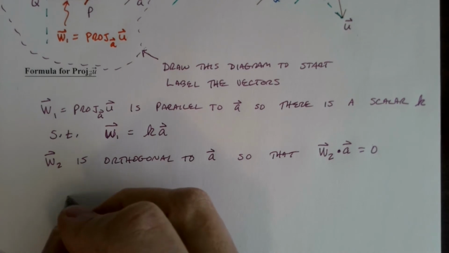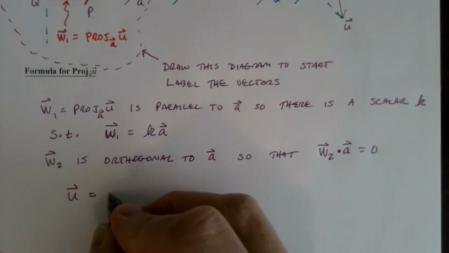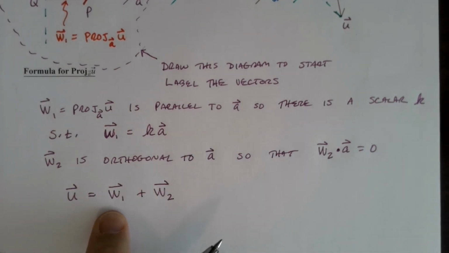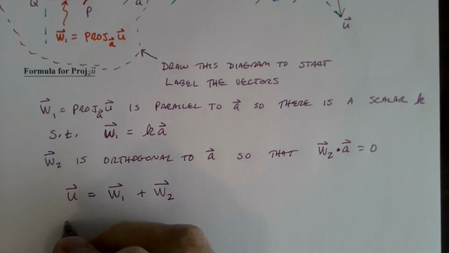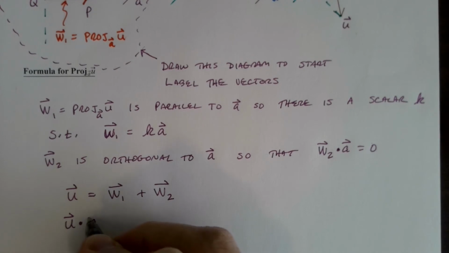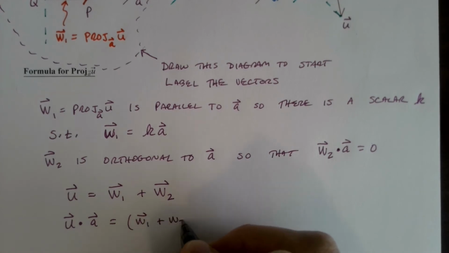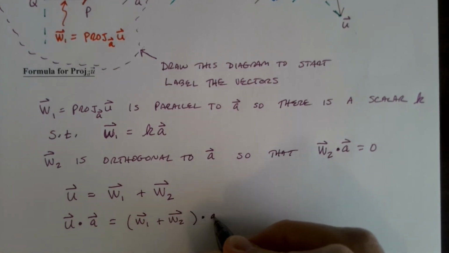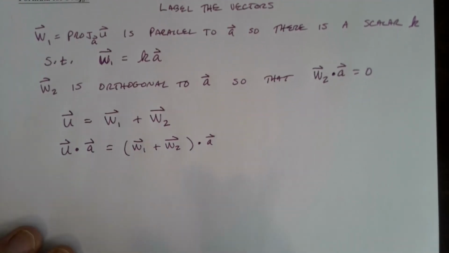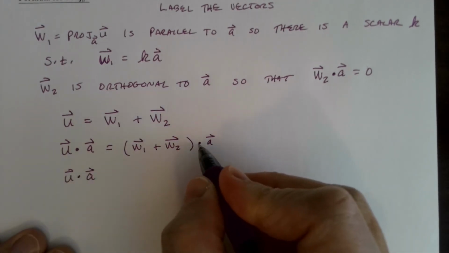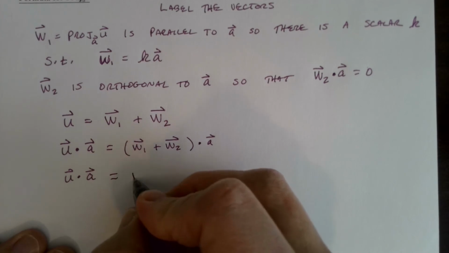Okay, so here's how you start. We start with the fact that we know U is equal to the sum of these two, right? These are a way to decompose, if you will, U into 2 vectors, one parallel to and one orthogonal to the vector A. I'm now going to take the dot product of U with A on both sides, and here we'll take W1 plus W2 dotted with A. And then over here on the right, I will use the distributive property we talked about for dot products. I can distribute the dot product over a sum of vectors.